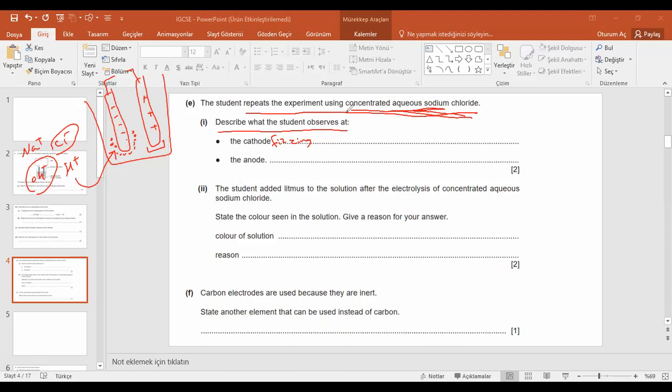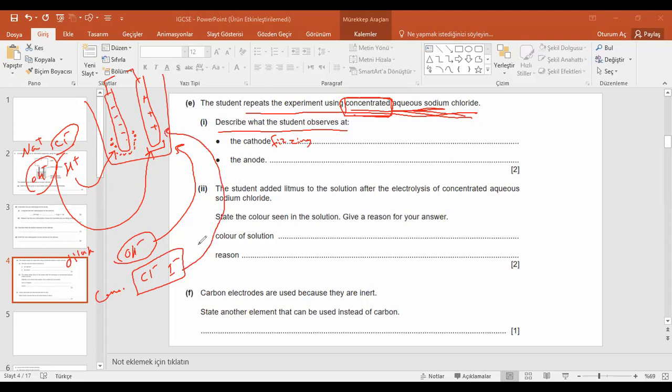So according to the question, they say concentrated. When you see this statement, concentrated, that means the Cl minus is the one that will go to the anode. And guys, if you have OH minus and Cl minus or I minus or whatever from these halide ions, and the solution was dilute, then the OH minus will go to the anode. But if you have a concentrated solution, then these halide ions will go to the anode.